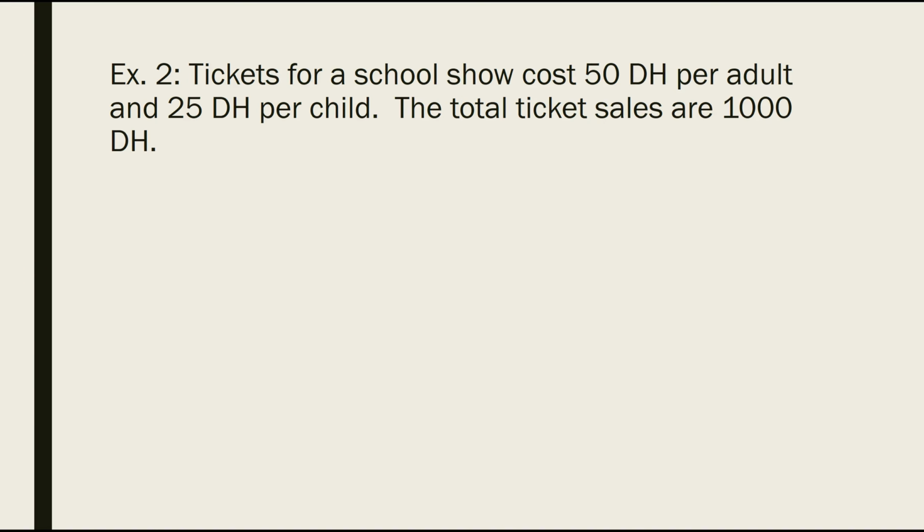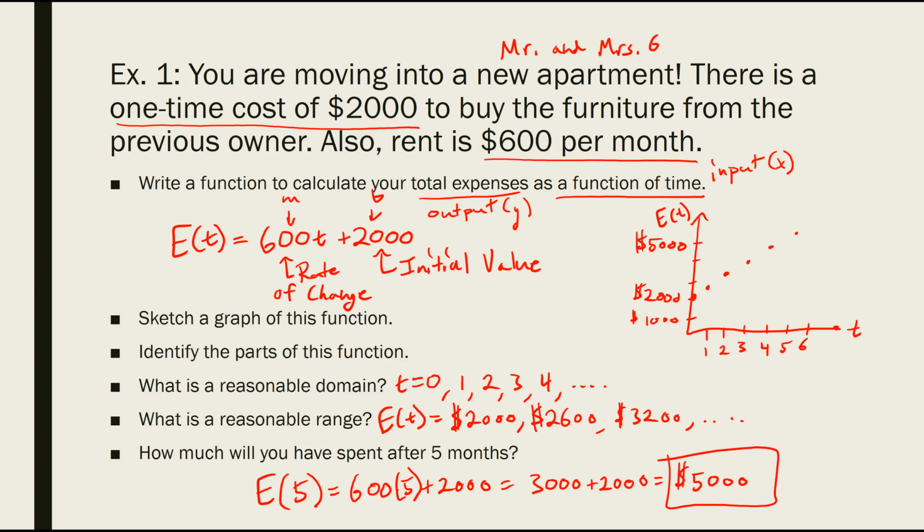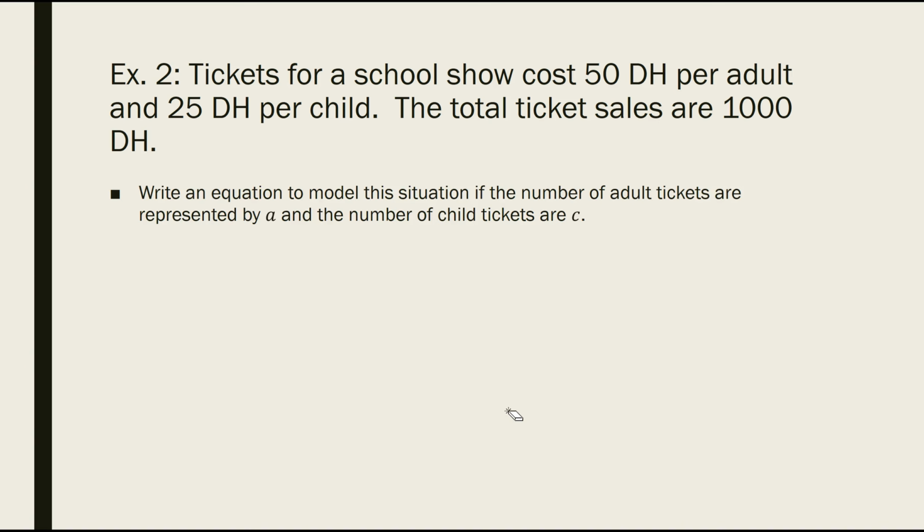Okay, let's look at just one more example, and I will try to make it quick for you. Here's example 2. Tickets for a school show cost 50 dirham per adult and 25 dirham per child. The total ticket sales are 1,000 dirham. So, I want to write an equation to model the situation if the number of adult tickets is represented by A and the number of child tickets is C. You have seen equations like this a lot before. They are not going to look like this sort of equation. Let's just think about this intuitively. If I have $50 per adult ticket, wouldn't the total cost from the adult tickets be represented by 50A?